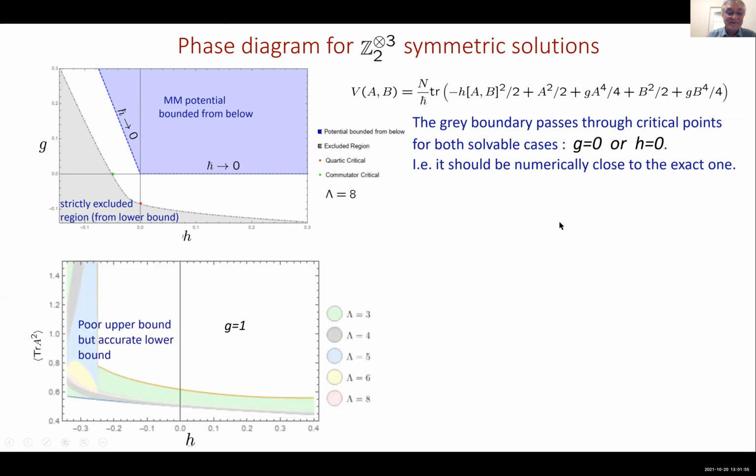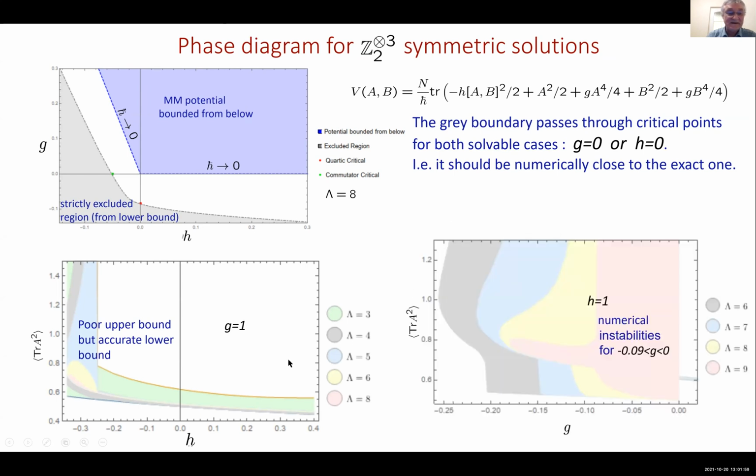Okay, now there are some results where we show how the inequality grows with cutoff, for example for trace A square as a function of H, and here for trace A square average as a function of G. We see that the more negative it is, the more we have instabilities. Somehow it happens that the lower limit gives a much better approximation. You see, little by little with the decrease of lambda, these lines approach the lower limit. Same here, but I will not comment on it too much.